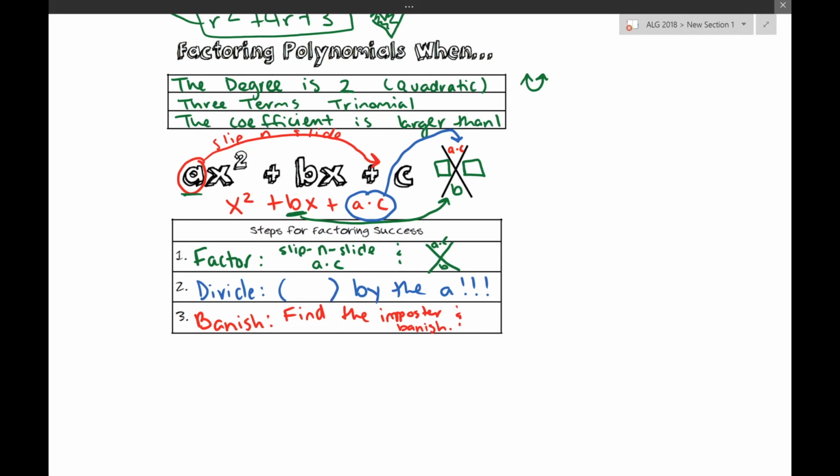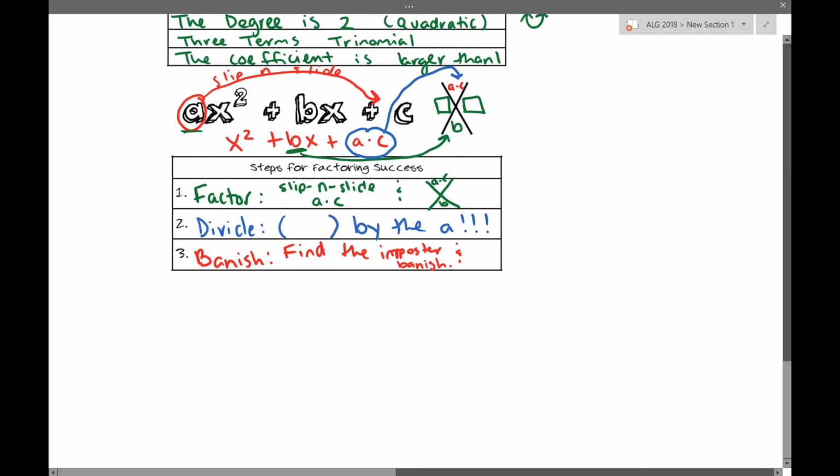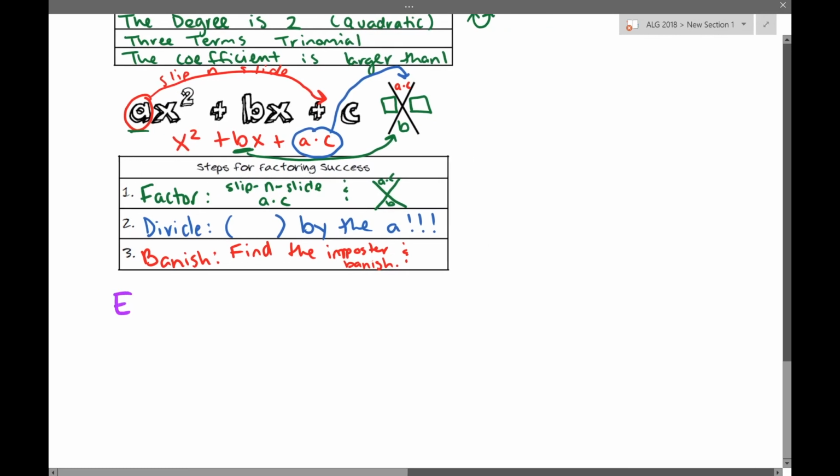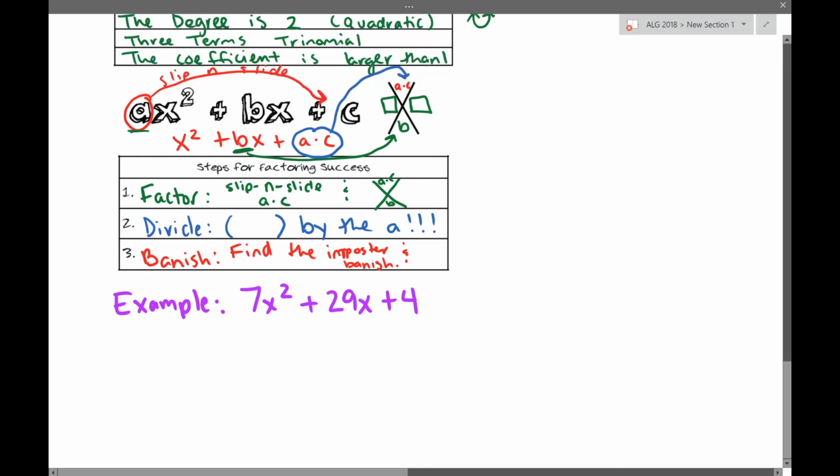All right, let's do an example problem together. So the example problem we're going to do is 7x squared plus 29x plus 4. So that's the problem we're going to do together. All right, so now notice how I have a number in the front. I've never done a problem like this yet.